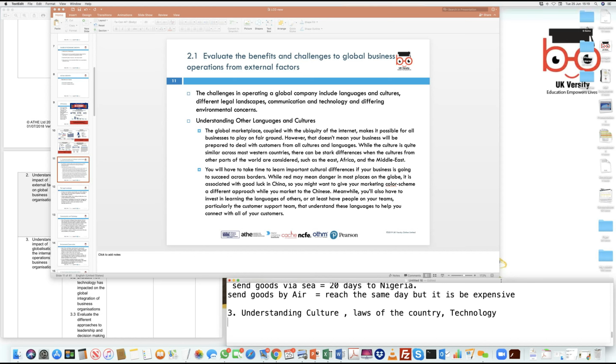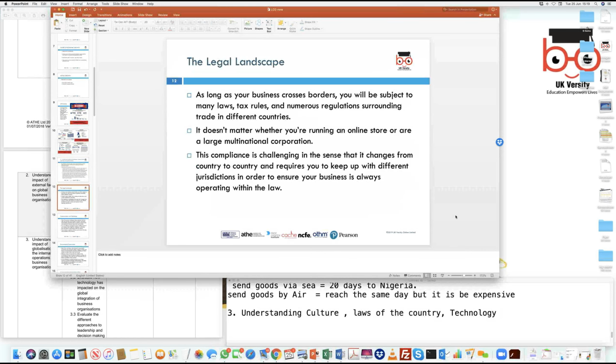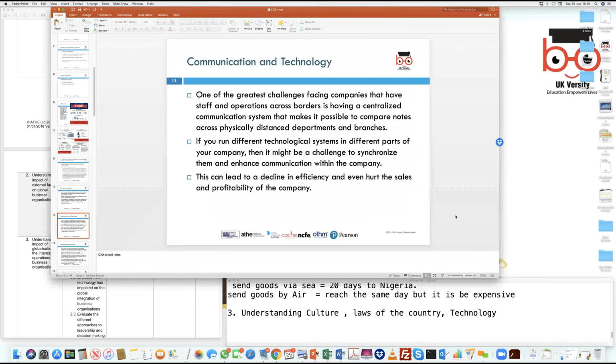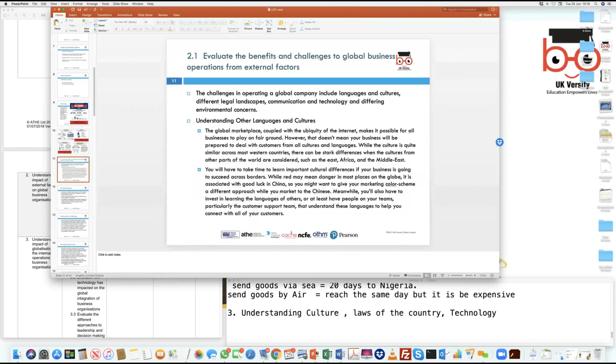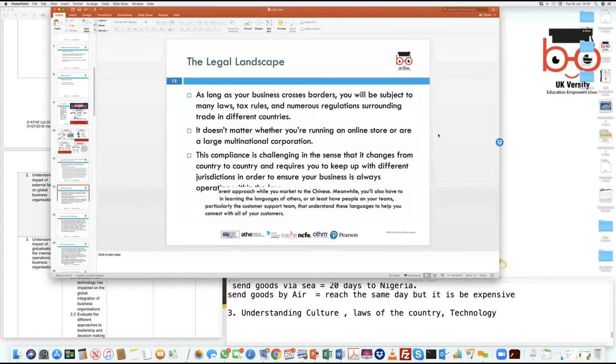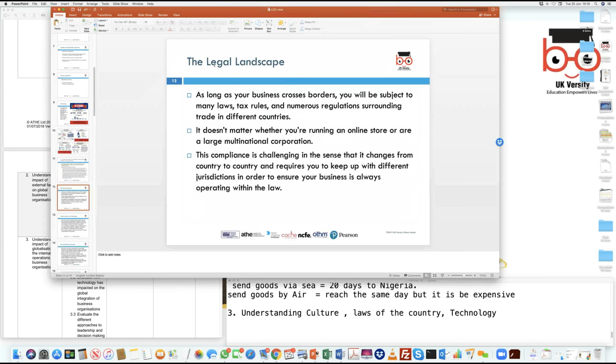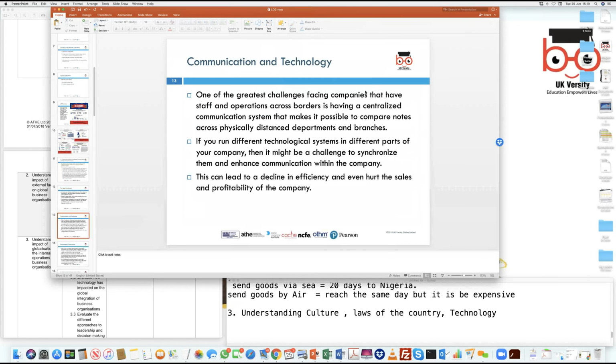Global operation. Yeah, okay. So that will cover your first learning outcome. And we can understand different challenges from a point of view of language and culture, that is one. You could have challenges because of the laws and legislation in that country. The third and fourth challenges could be communication and technology.